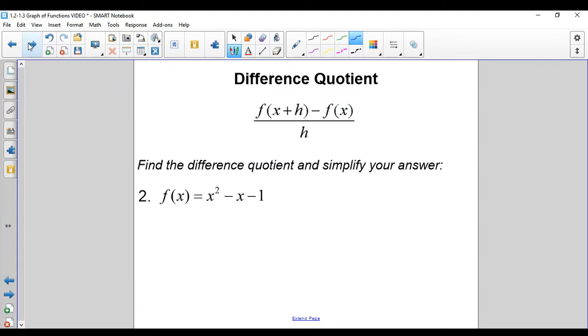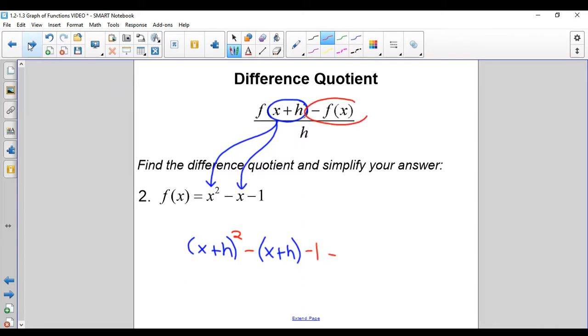Obviously, looking at something a little bit harder here. We got a quadratic. So first thing we do, take that x plus h, plug it into each x that you see. So we're going to go x plus h squared minus x plus h and minus 1. Then we're going to subtract the entire function. Just rewrite the function in parentheses or just change the signs as you go.